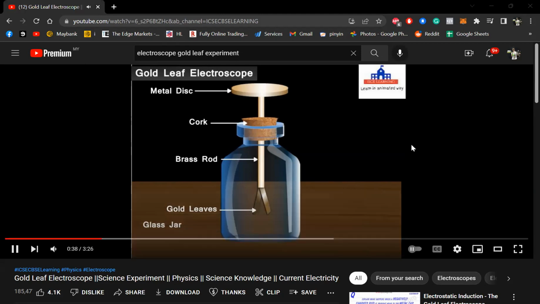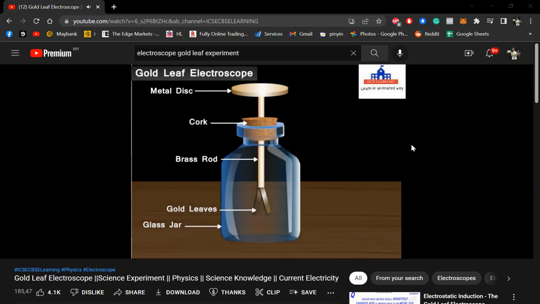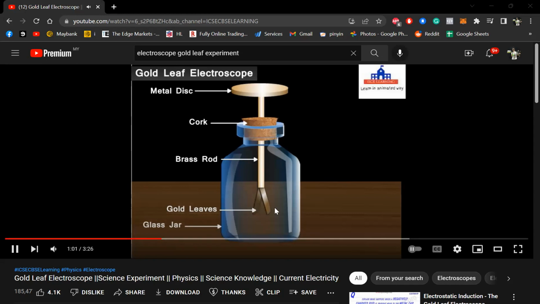In a glass jar through an insulating cork of rubber. A circular metal disc is fixed to the upper end of the brass rod. The gold leaves are extremely thin conducting foils that have low mass per unit area and are flexible, so they respond very quickly to small electrostatic forces.